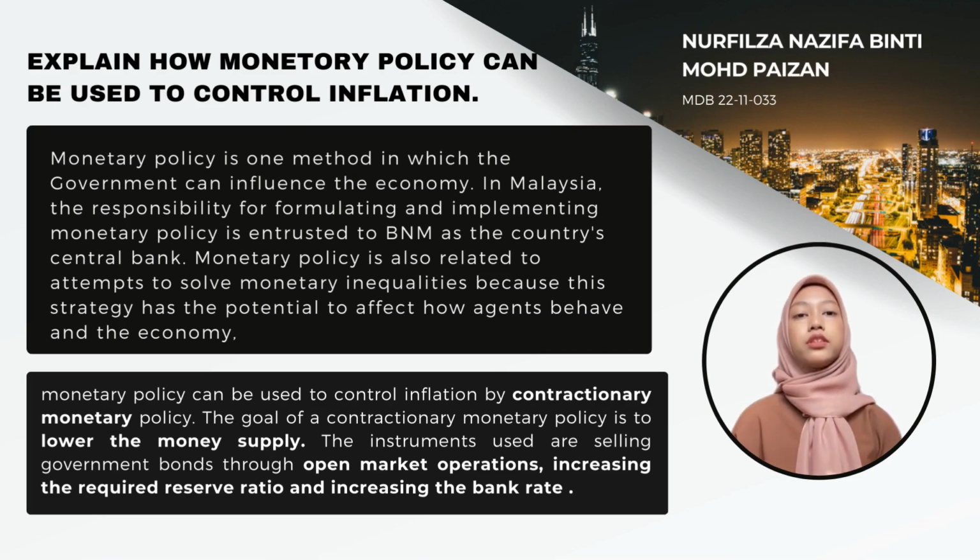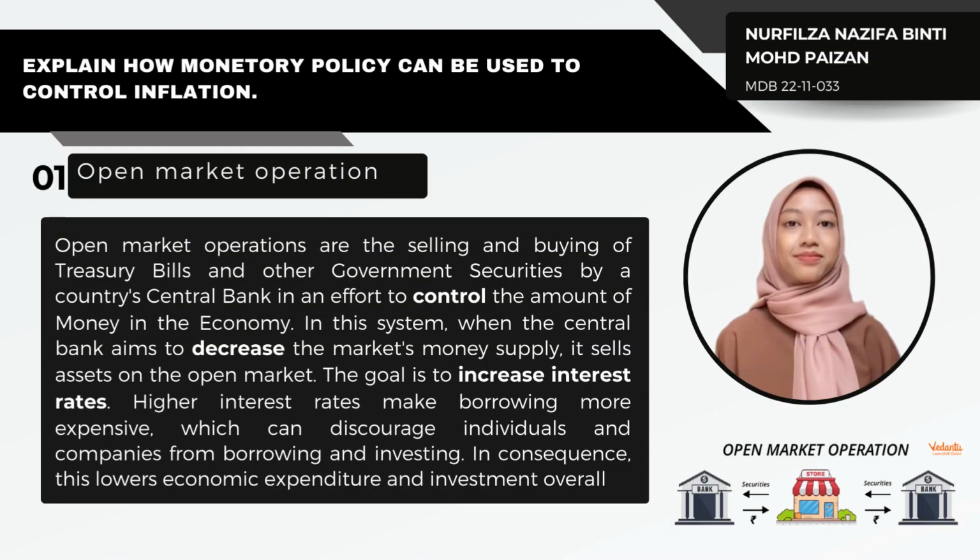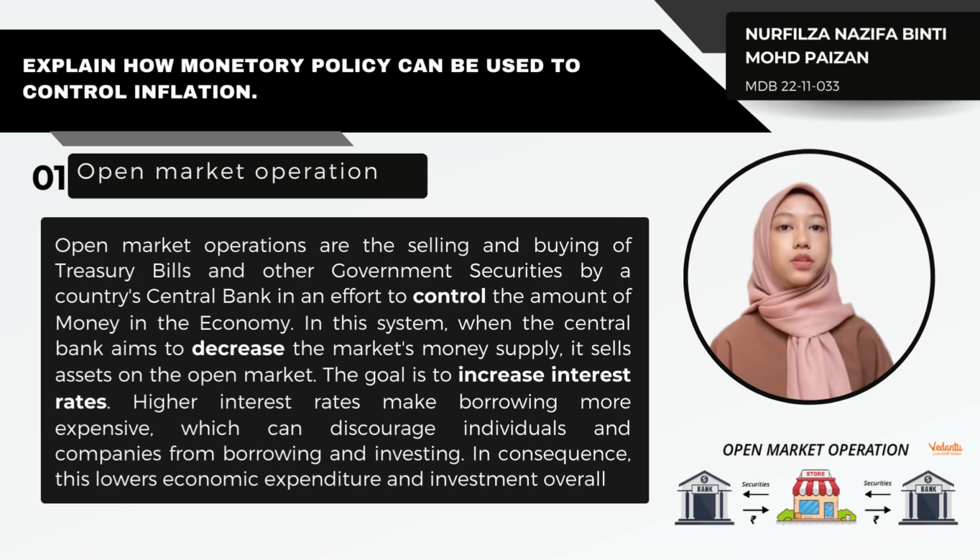The goal of a contractionary monetary policy is to lower the money supply. The instruments used are selling government bonds, which include open market operations, increasing the liquid reserve ratio, and increasing the bank rate. First, open market operations are the selling and buying of treasury bills and other government securities by a country's central bank in an effort to control the amount of money in the economy.